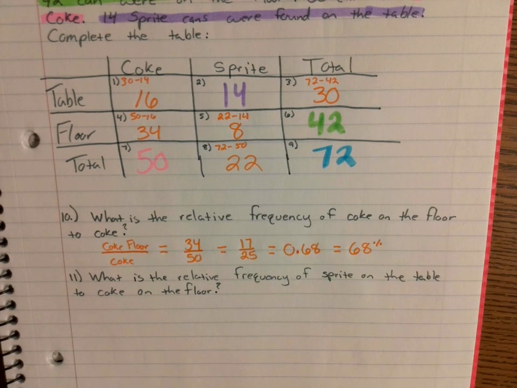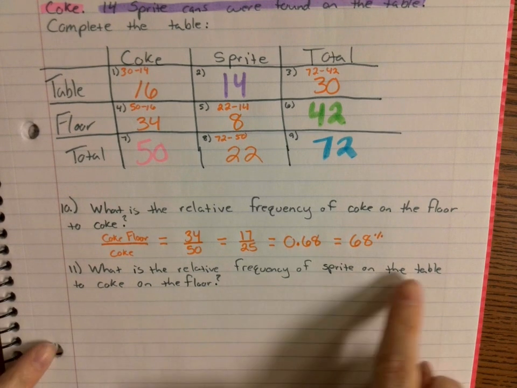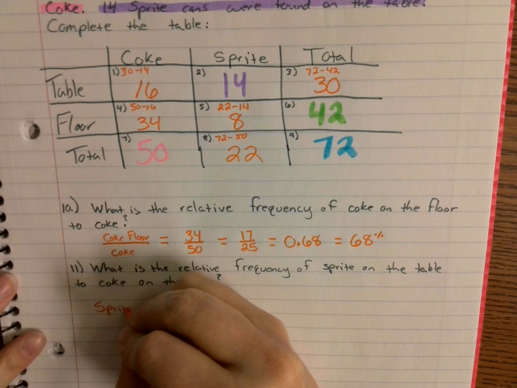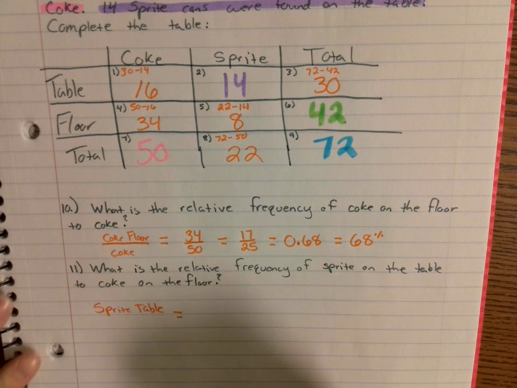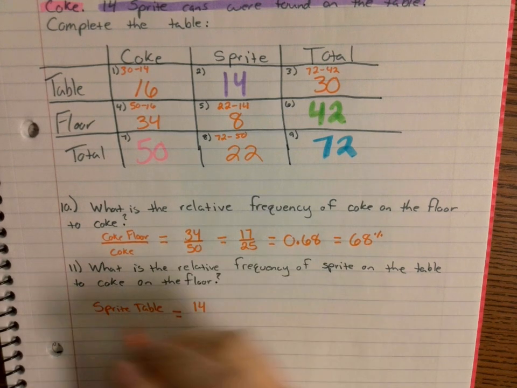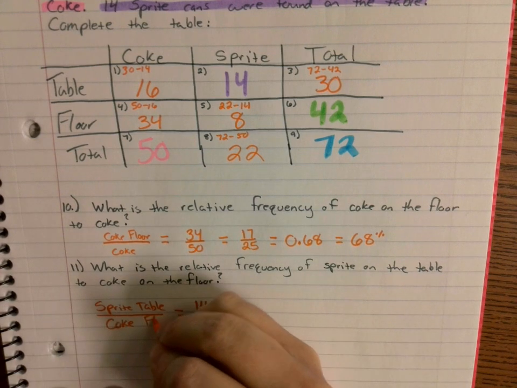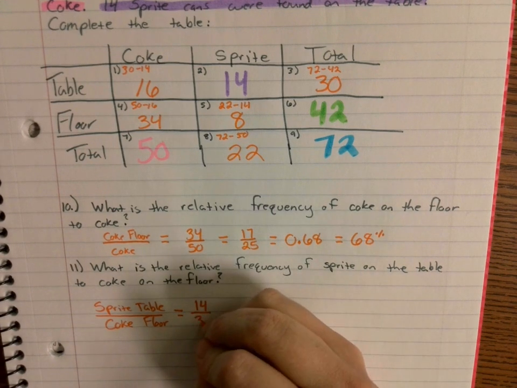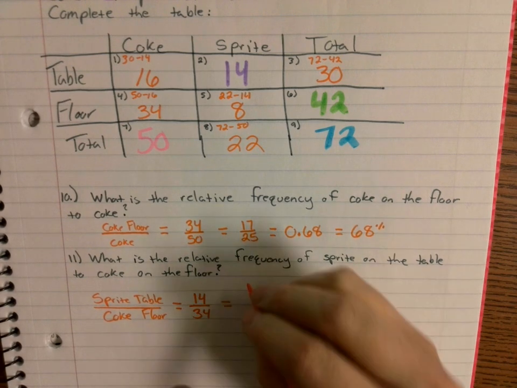Okay, let's take a look at problem 11. The relative frequency of Sprite on the table compared to Coke on the floor. So we're going to focus on Sprite table. How much Sprite table is there? How much Sprite is on the table? 14. And then we're going to compare that to Coke on the floor. So we're going to put Coke, floor. How much Coke is on the floor? 34. Okay, so we have 14 compared to 34. That can be simplified. It simplifies down to 7 over 17.